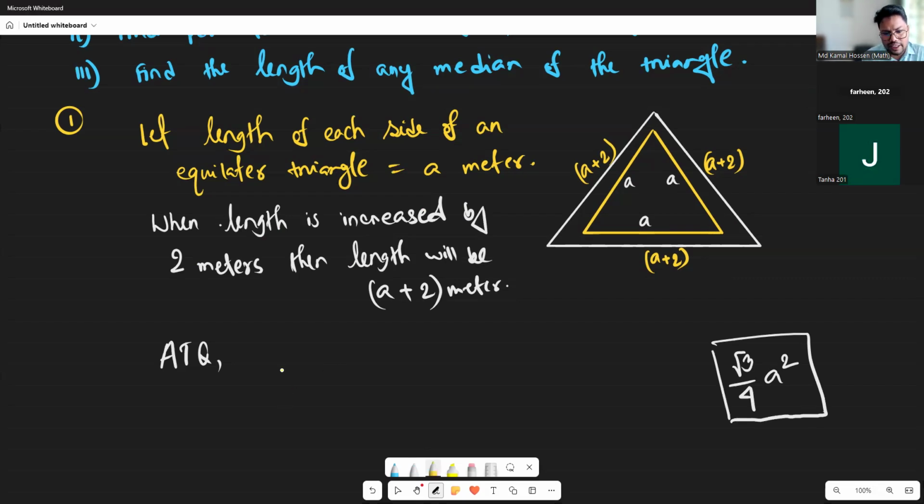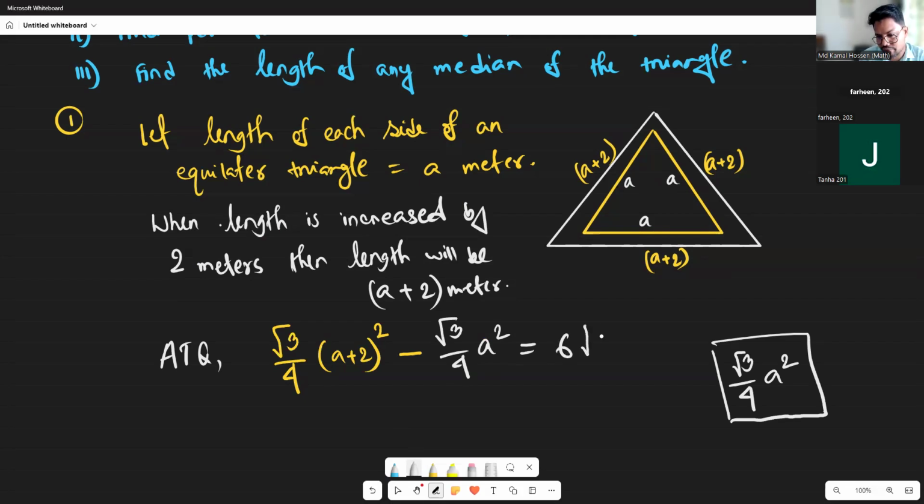So now the greater triangle area is √3/4 side square. Here side is a plus 2. And the smaller triangle area is √3/4 a square. Now, the difference of the areas of the two triangles is given in the question as 6√3. This is the mathematical equation according to the statement. Their area is increased by 6√3 square meter. That means greater triangle area minus smaller triangle area will be 6√3. Did you understand this equation?